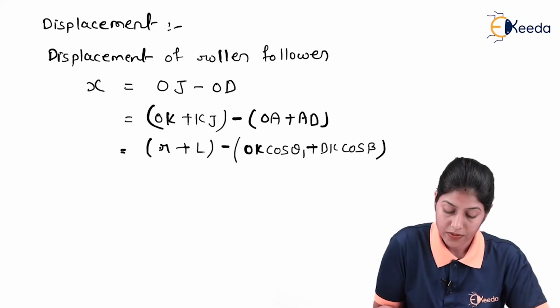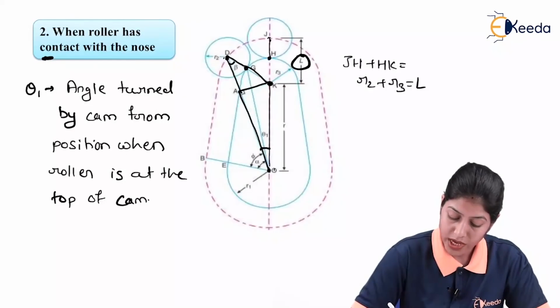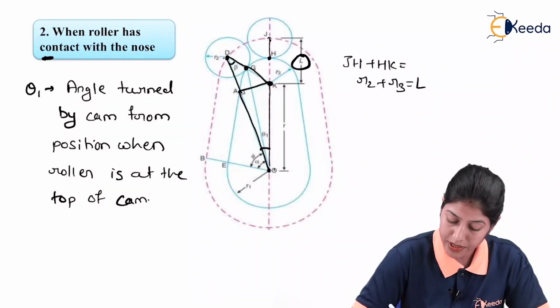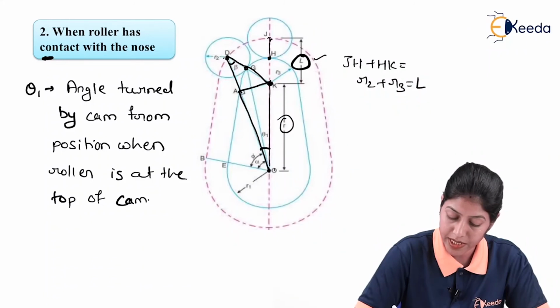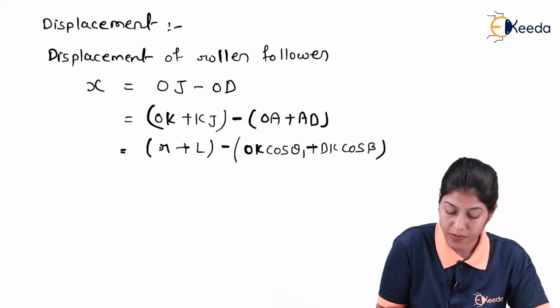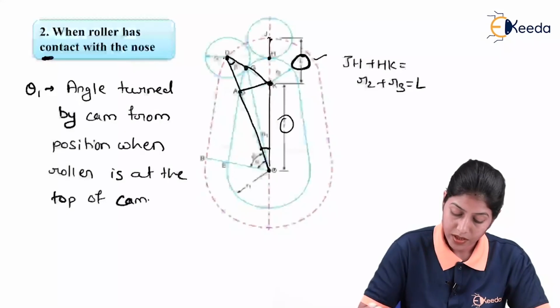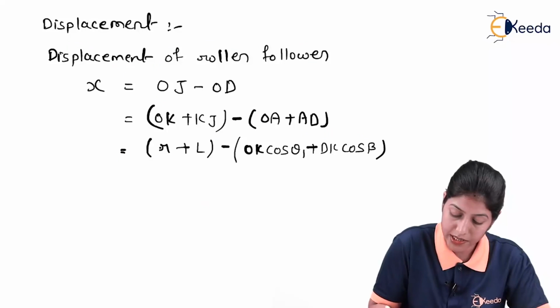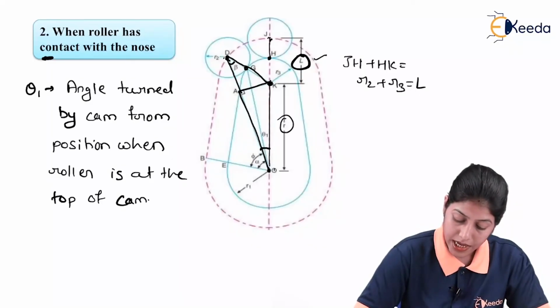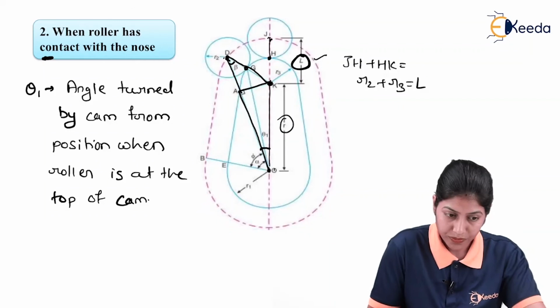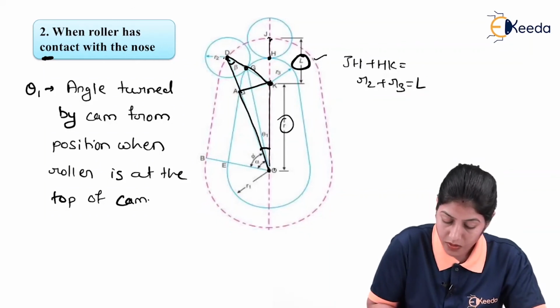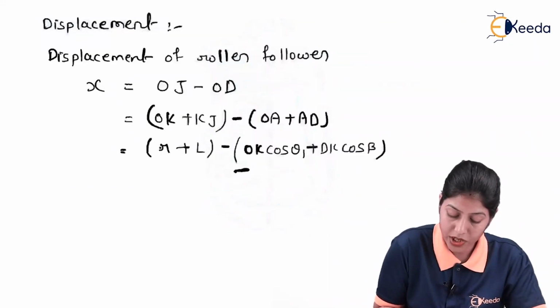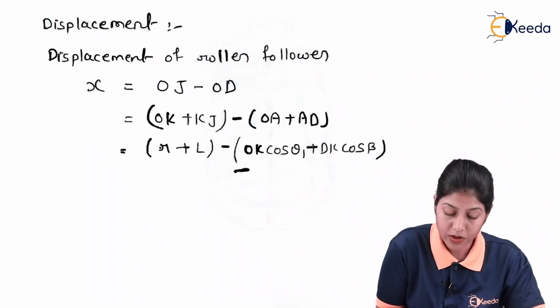So here we have OK and KJ. So as we know, this OK is representing R and KJ is representing L. So it will be R plus L minus OA. So this OA we can define by this triangle OAK. So it will be OK cos theta 1 and this AD is defined as DK cos beta. So here we have this equation for displacement of the roller follower.